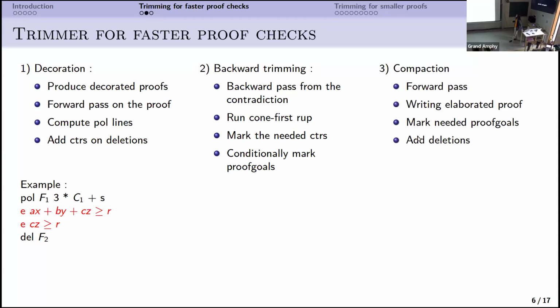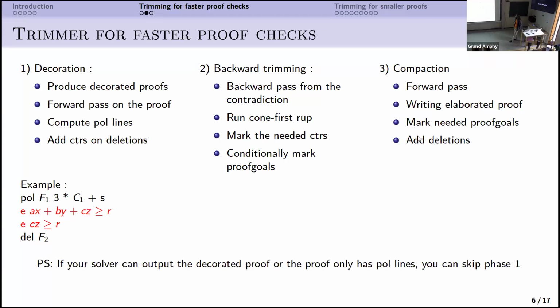And then we have the compaction phase, where it's the last forward pass. We are writing the elaborated proof, the proof that we can give to KPB with all of the hints. And we know on the third pass which proof goals we actually need, so we can make the marking for the proof goals. We can add the precise deletions I presented earlier.